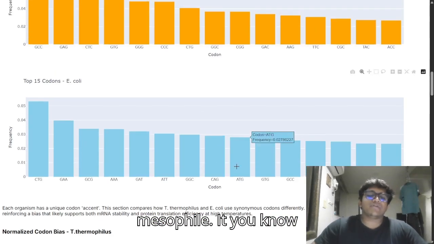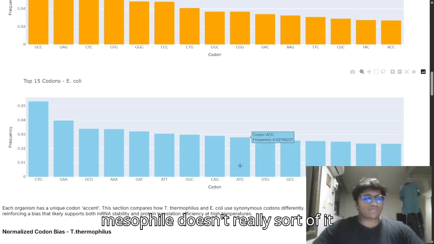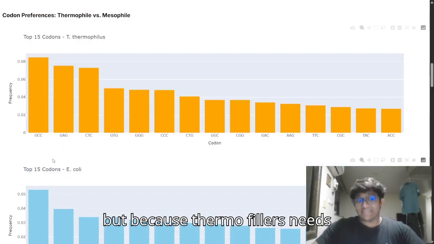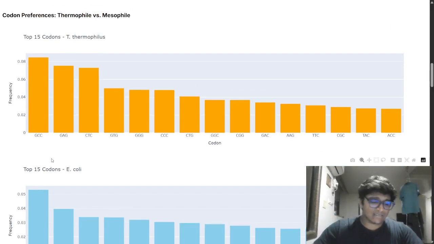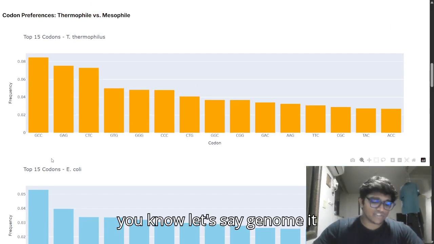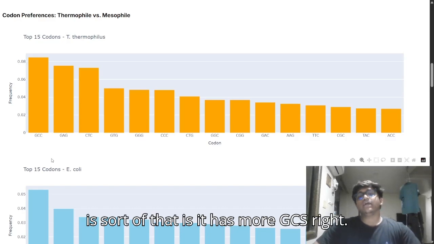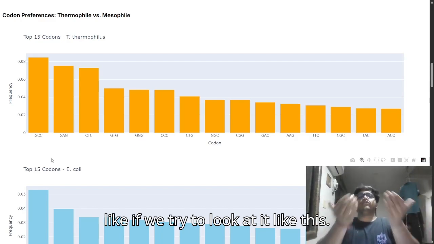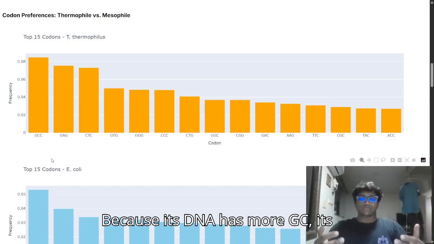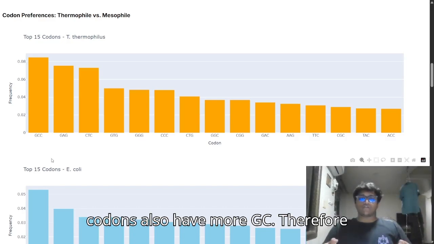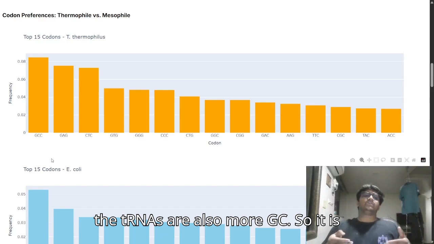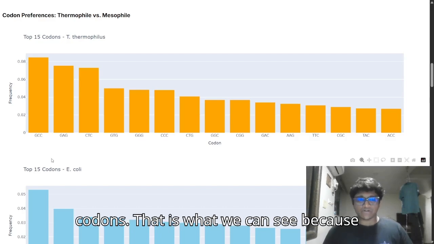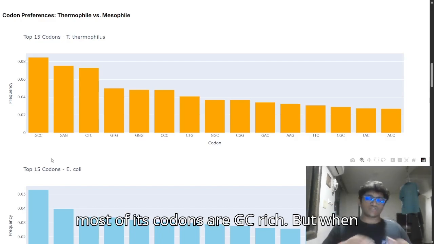A mesophile doesn't really care, like okay, give me GC rich. But Thermophilus needs GC in its genome, that is why it has more GCs, right? Because we are looking at it inside out. Because its DNA has more GC, its codons also have more GC. Therefore, the tRNAs are also more GC. So it is a self-supporting kind of thing, that it prefers GC-based codons. That is what we can see, because most of its codons are GC rich.